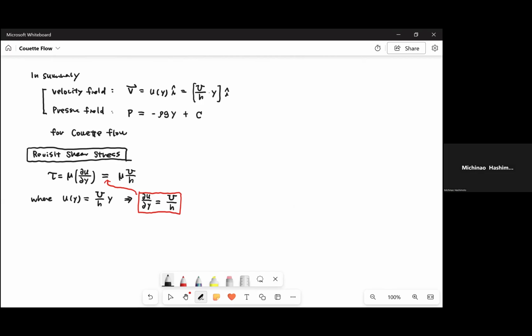This is the same result as those discussed in week 1. So what we proposed, or just assumed, in week 1 is not something too random. We are able to actually prove this by using the Navier-Stokes equations. So this is going to conclude all those derivations and the work for the Couette flow.